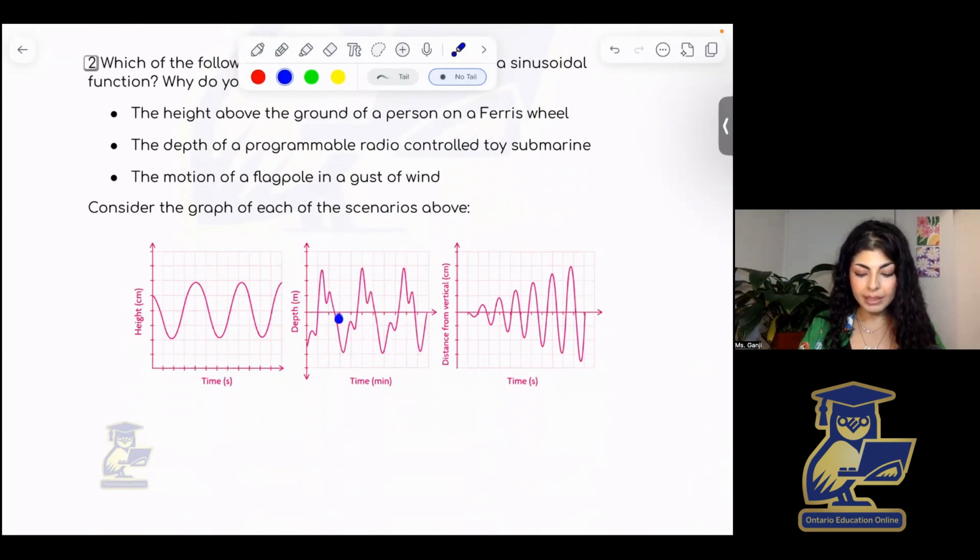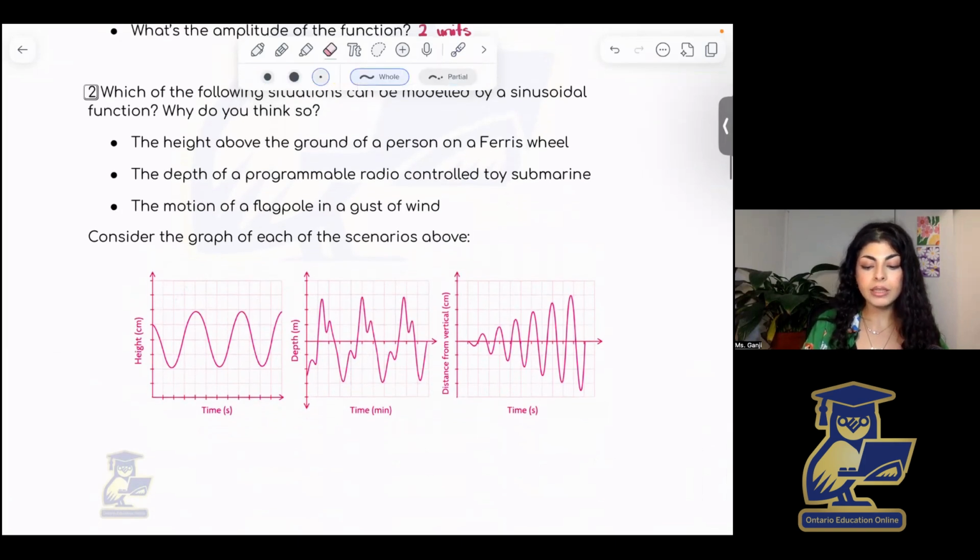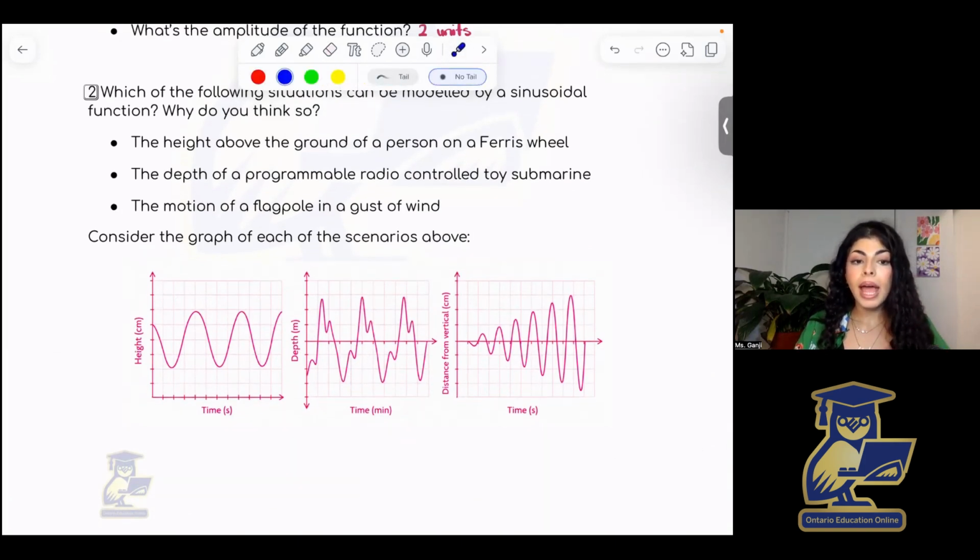We have many maximums or different maximums and minimums depending on which part you're looking at. So it is not that consistent shape, so this is also not a sinusoidal function. However, this one has the pattern of the same shape as the sine function, but it may have just been translated or stretched because we're considering height on a Ferris wheel, so it might be greater. So this is the only one in this case that is a sinusoidal function.